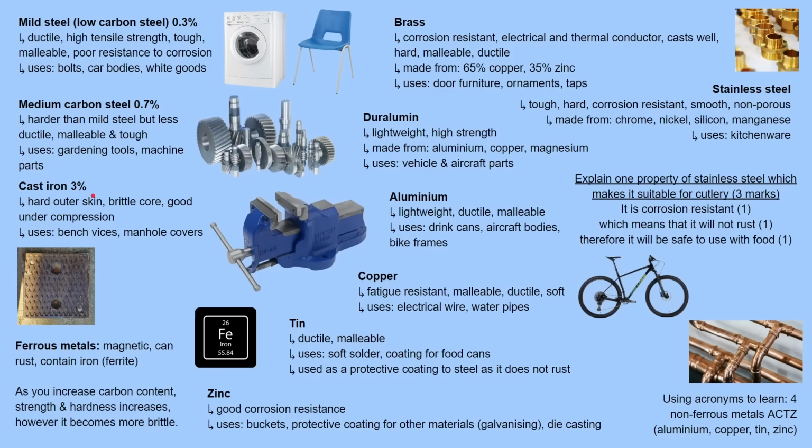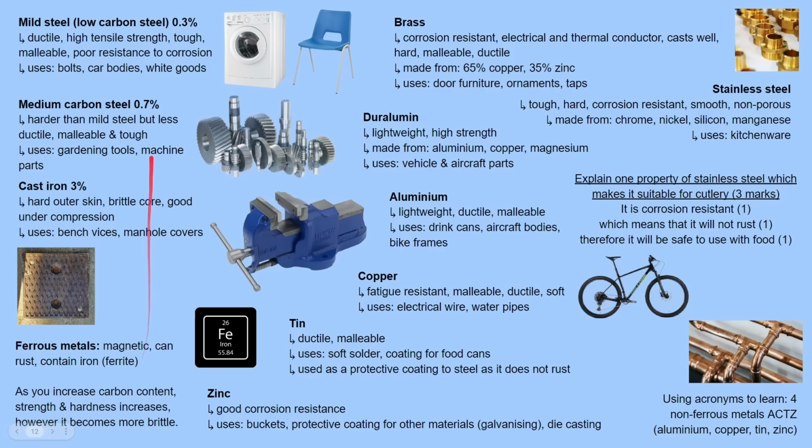And then lastly, cast iron is what your bench vices are made of, and manhole covers. So it's got a hard outer skin. However, the core itself is really brittle. It's good under compression. So of course, a vice itself is used to create the compressive force. So yeah, cast iron good for compression.